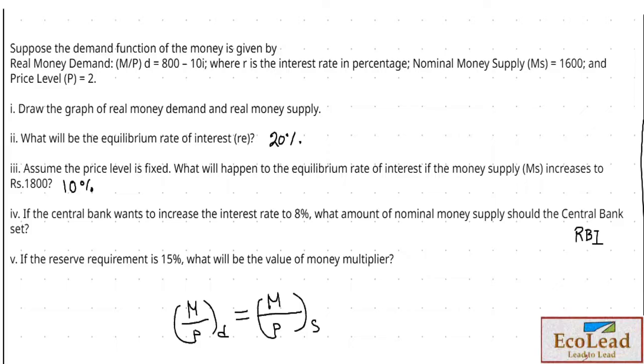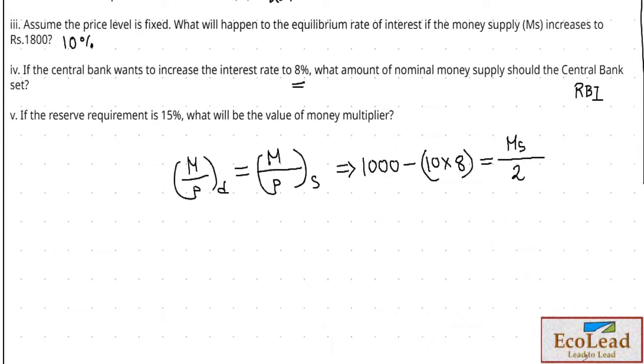We know that the money demand function that is given here is 1000 minus 10 into the interest rate, which we already know. What is that? 8%. So here we will not write I, rather we will write 8. So this will be the money demand, and we don't know the nominal money supply, but we know the price level, which is 2. Now let us solve this for the money supply.